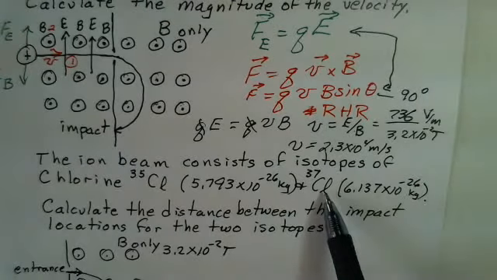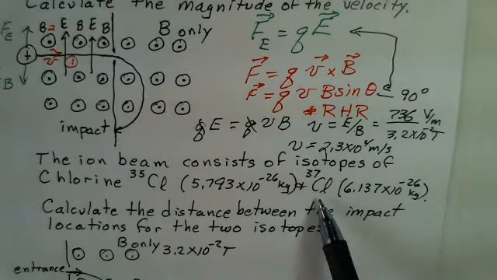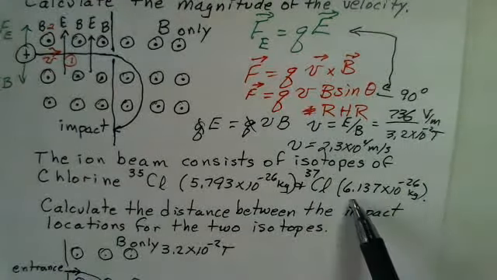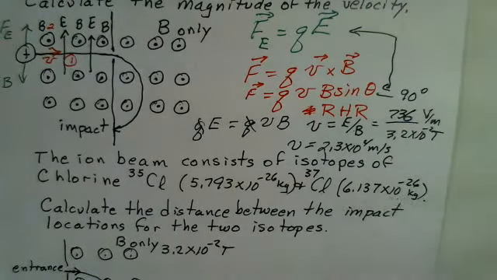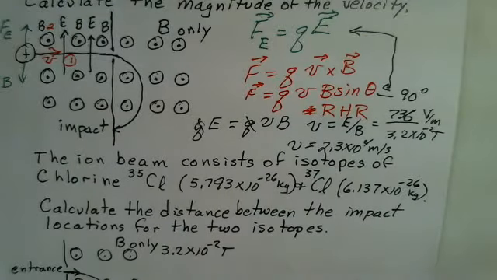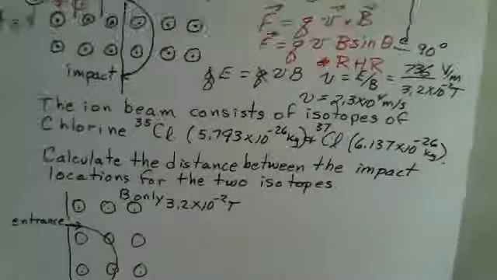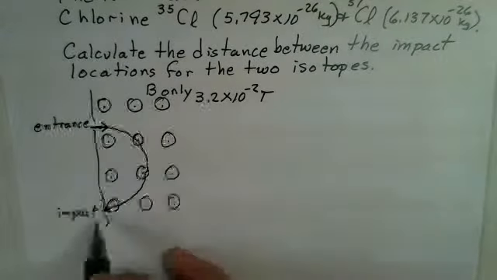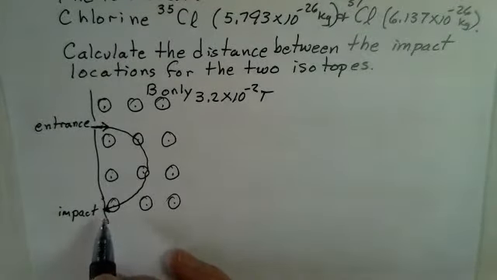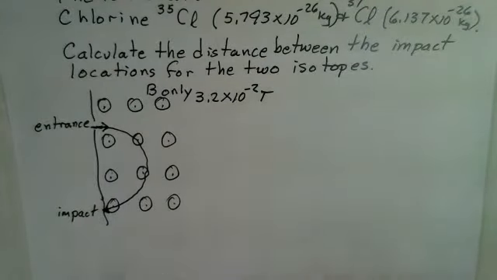Chlorine 37 has two more neutrons in this chlorine atom, with the same number of protons, that's what makes it chlorine, but a higher mass because of the extra neutrons: 6.137 times 10 to the minus 26 kilograms. And we want to know, at the impact of the ion beam with our detector wall, what's going to be the spacing of where the chlorine 35 ions hit and where the chlorine 37 ions hit.